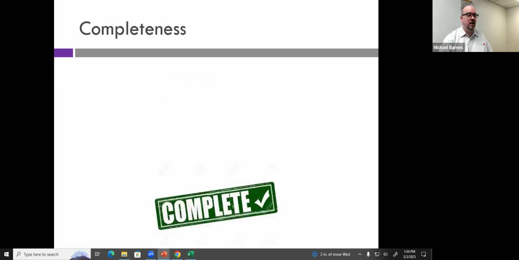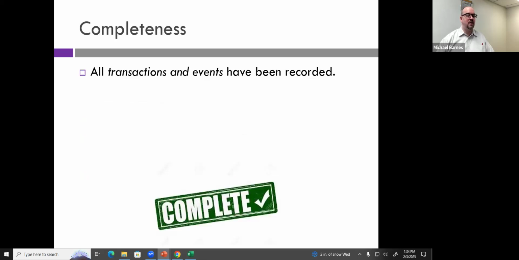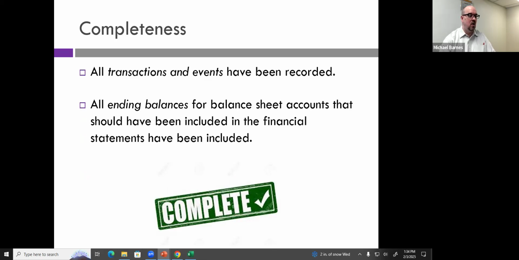Let's get going. Completeness. Completeness is our primary recording assertion, and it basically says all transactions and events have been recorded, or all ending balances for balance sheet accounts that should have been included in the financial statements have been included. The way to think about completeness is that it's effectively just saying, did something get recorded? Something took place. Did it get recorded in the information in the system? Did it get recorded in the financial statements? So when you hear me say, what is our recording assertion? Your automatic response should be that's completeness.